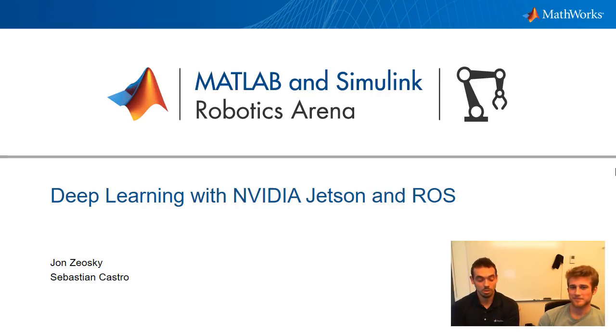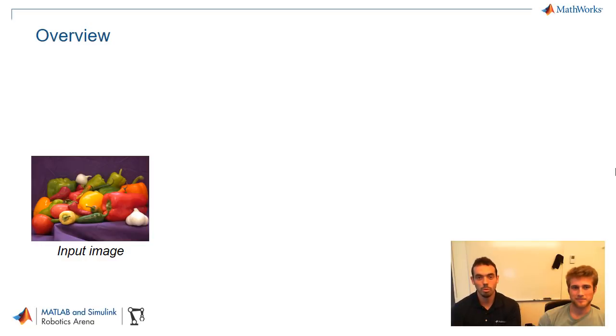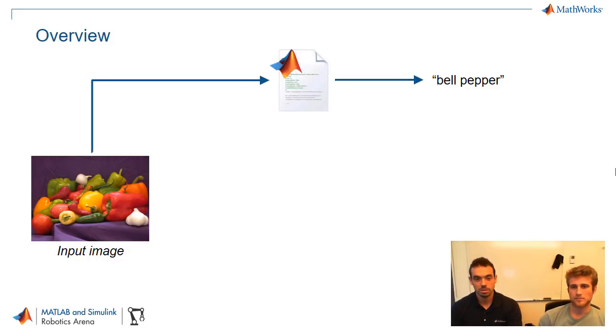So, moving right along, because it's a video on deep learning, we're going to do it with an image, in particular an image classification task. We have this image, and we put it through a MATLAB script or function that does classification on it. We ideally want to see that this image contains bell peppers. That's going to be the result of our neural network.